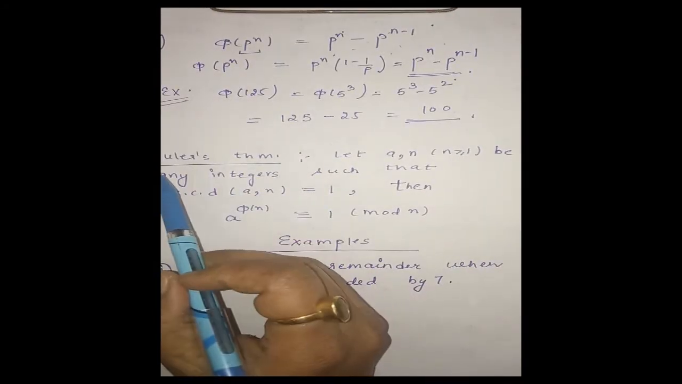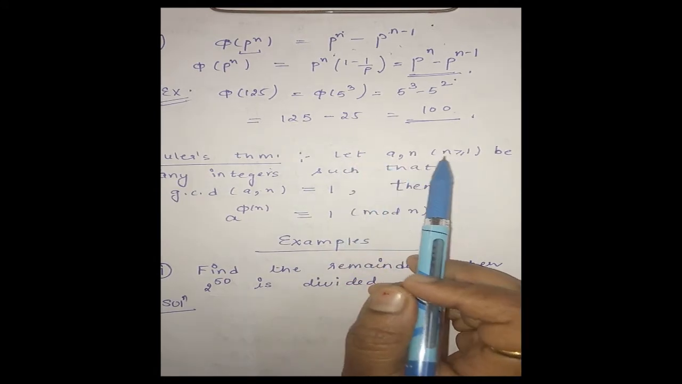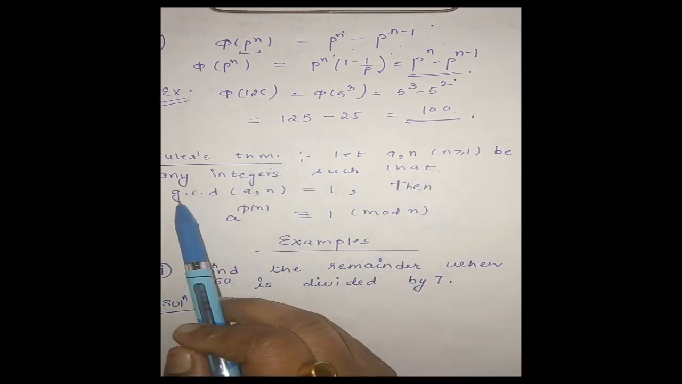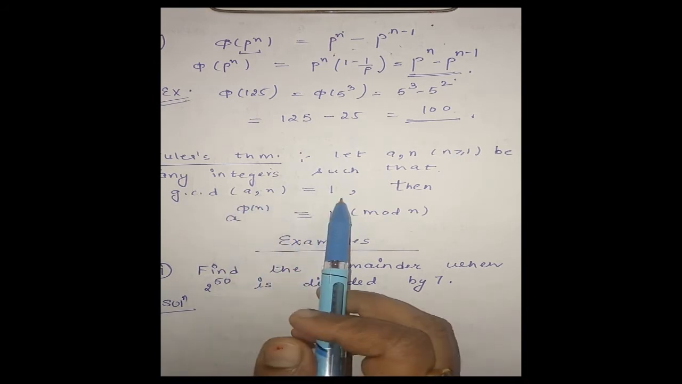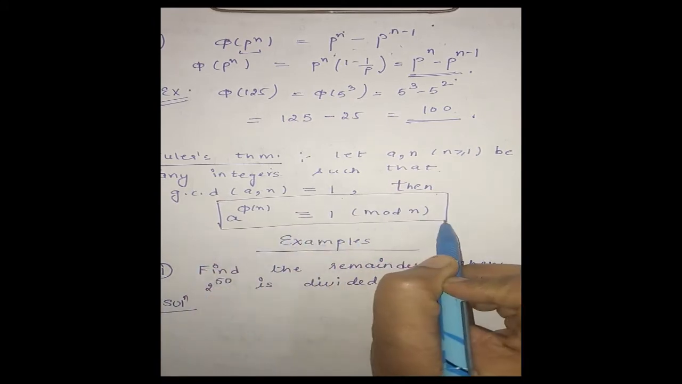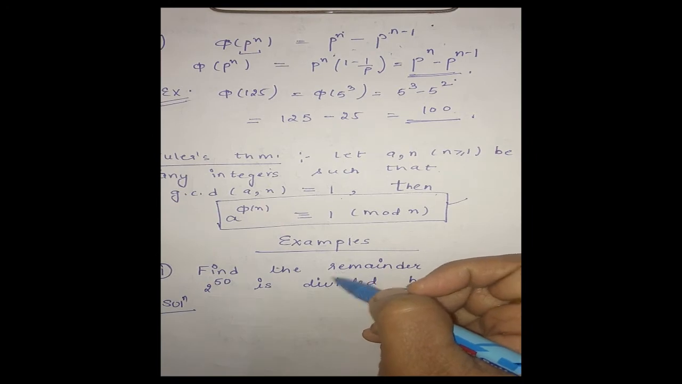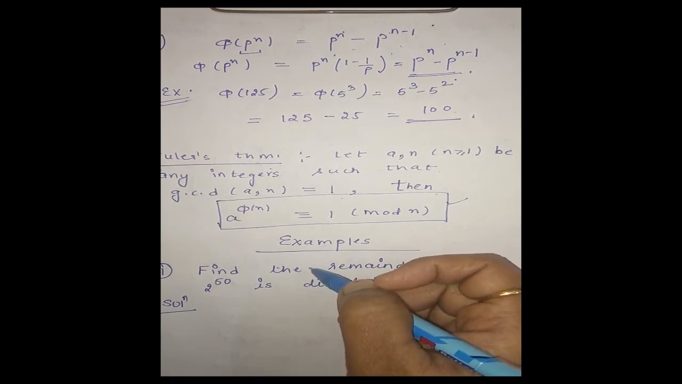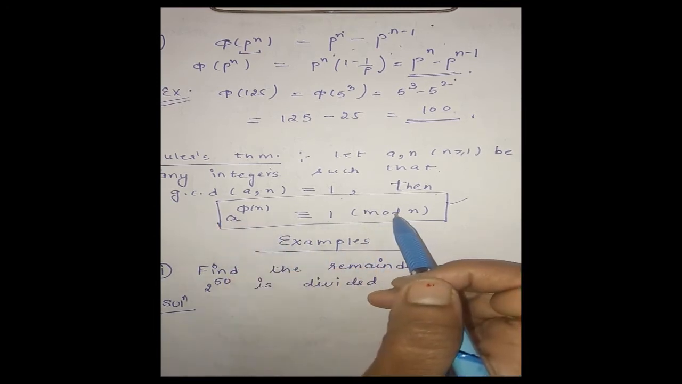Now, we have Euler's theorem. The statement is: let a and n, where n is greater than or equal to 1, be any integers such that GCD of a and n is equal to 1. Then we have this result, and we are going to use this congruence in our next problems in finding the remainder, or finding the last 2 digits, last digit, or last 3 digits. In that type of questions we use this result.